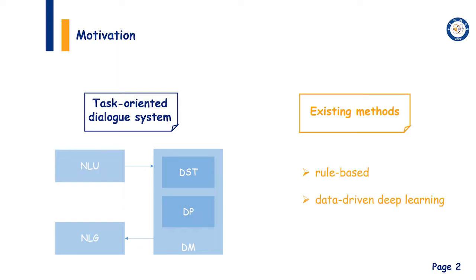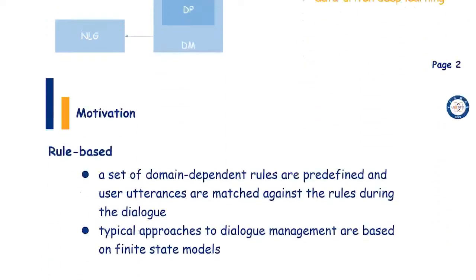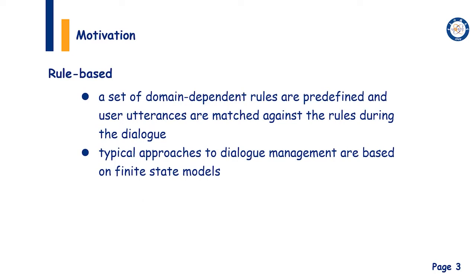Different implementations of the above modules result in different dialogue systems. Existing methods are mainly rule-based and data-driven deep learning. Traditional systems are based on rules. In such systems, a set of domain-dependent rules are predefined, and user utterances are matched against the rules during the dialogue. Typical approaches to dialogue management are based on finite state models, where the user utterances trigger transitions between the dialogue states, and these states determine the system's response.